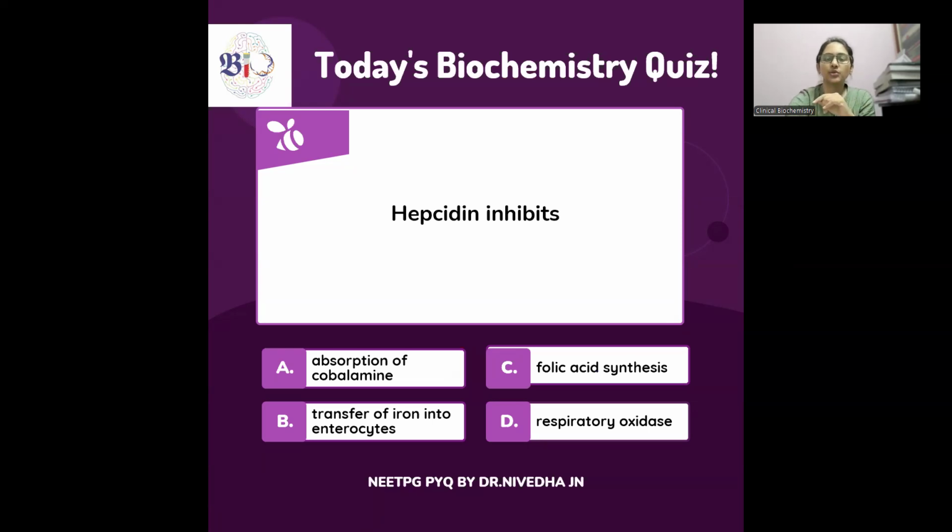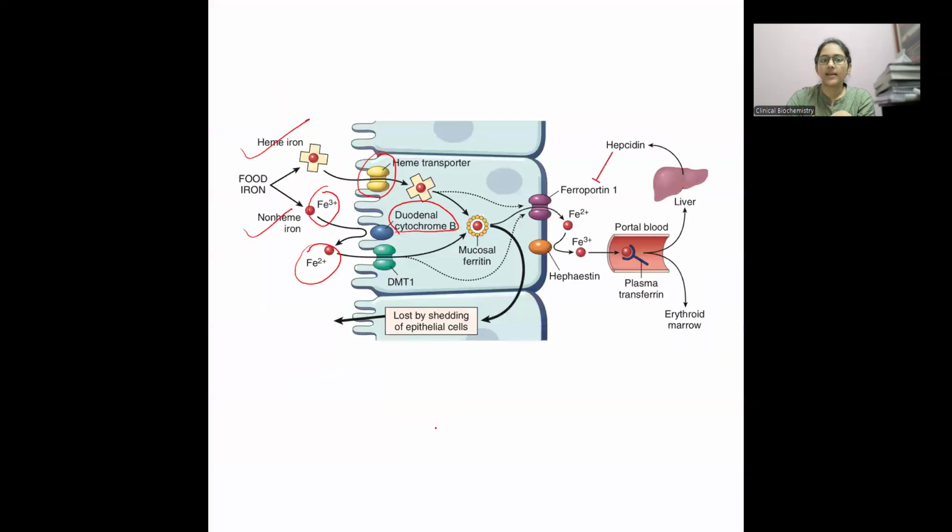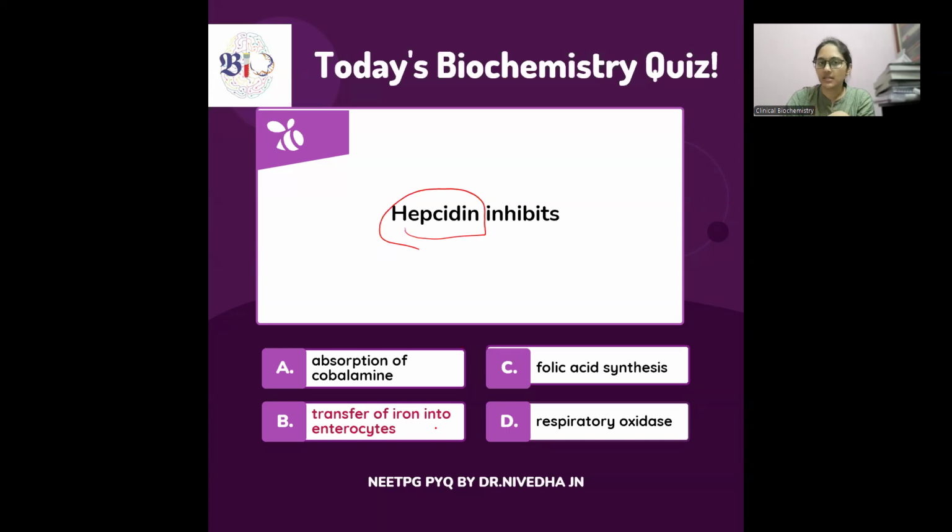So in the first place, what you should know is, hepcidin, from where does it come? Hepcidin is involved in iron metabolism. Okay. So if you know that, you will be able to rule out the options. So it inhibits the transfer of iron into enterocytes. So that's going to be the answer, right? Option B is the answer here.